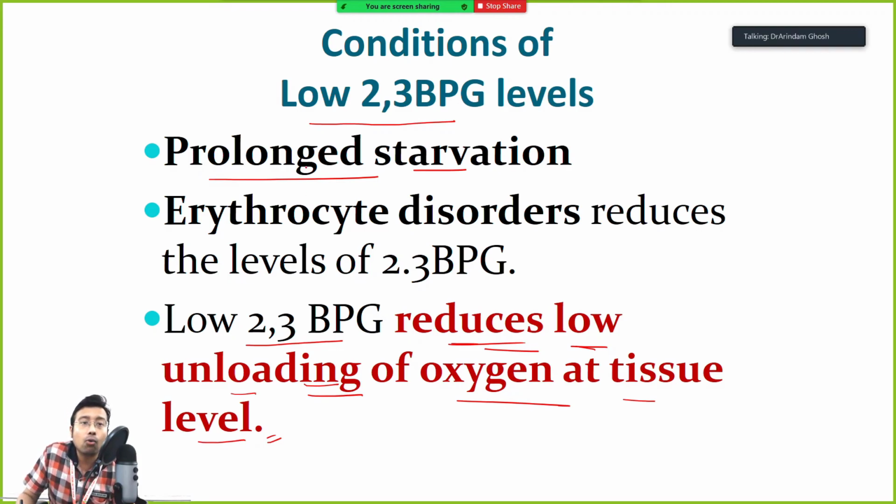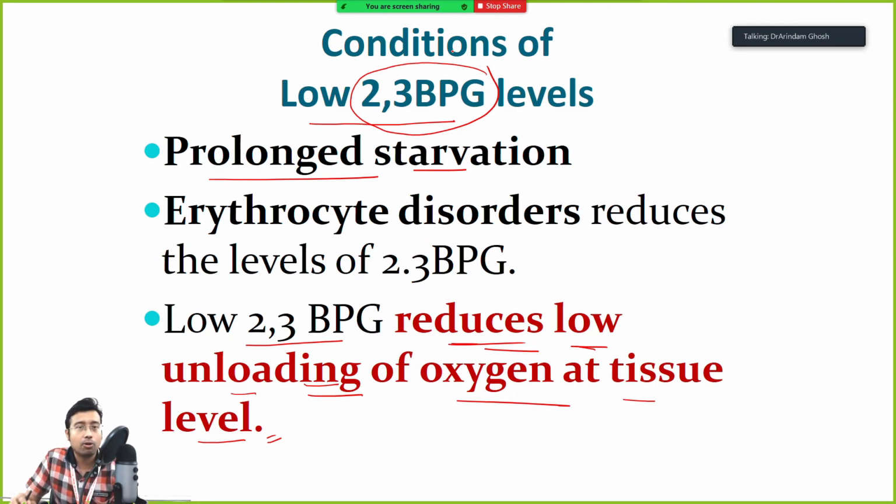If we are only considering the effect of 2,3-BPG, but luckily I told you there are multiple other factors as well that help in unloading of oxygen from hemoglobin. What are the other factors? Mainly high PCO2 and low pH. So whenever there is anaerobic glycolysis, whenever there is prolonged starvation at the tissue level, there will be ketone body production, ketoacidosis. So all of them will again favor delivery of oxygen.